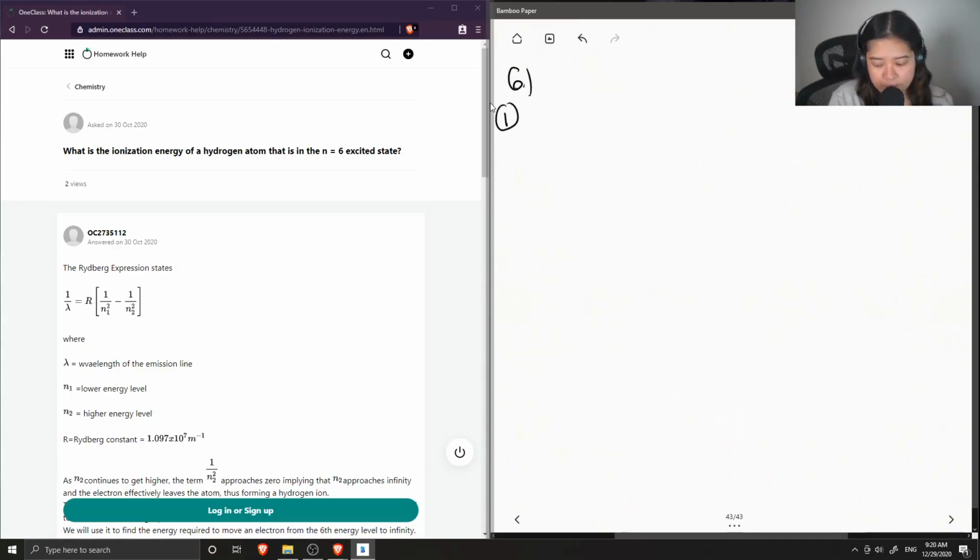so I'll do this question in 2 parts, and we'll note that the energy of an electron at level n in a hydrogen atom is given by the following equation.